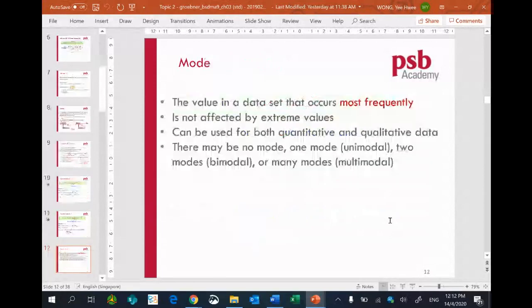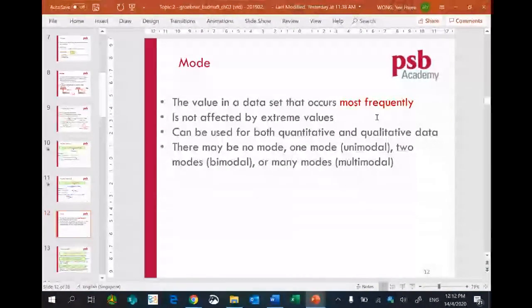So the next one is the mode. Mode is the number that most frequently occurs in your data set. It may not be a number, it can be just words. So small, medium, large. There are so many small, how many medium, how many large. Which size is in the middle, we call that median. But which size occurs the most number of times, we call that mode.